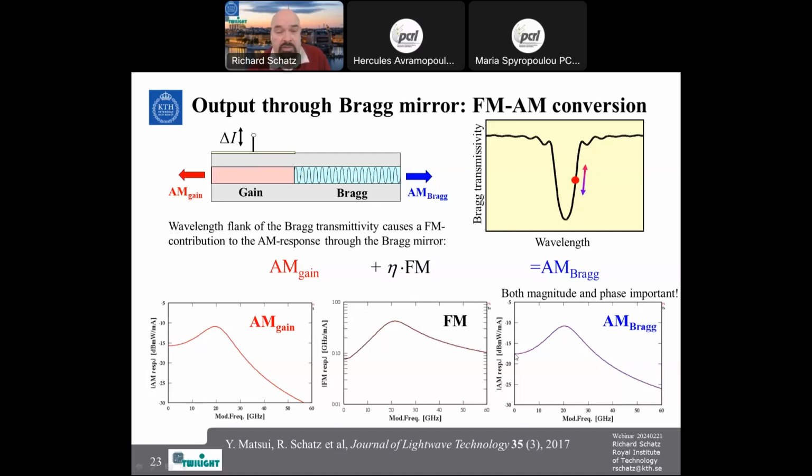The drawback is that, due to the adiabatic chirp, you get a slightly reduced slope efficiency, so the contrast, the extinction ratio, decreases a little bit. So that is what I wanted to say about FM to AM conversion.